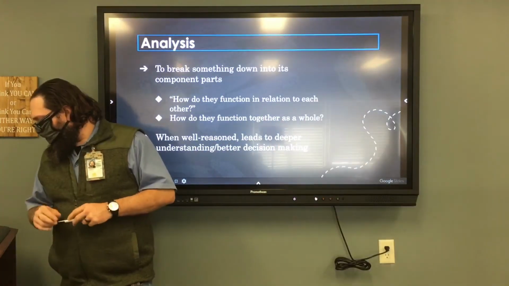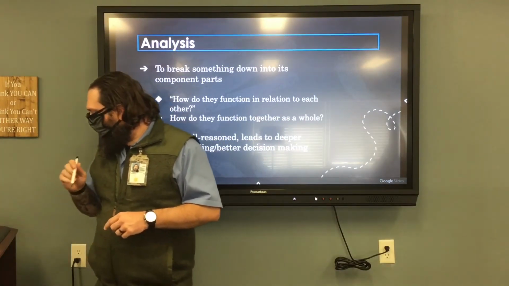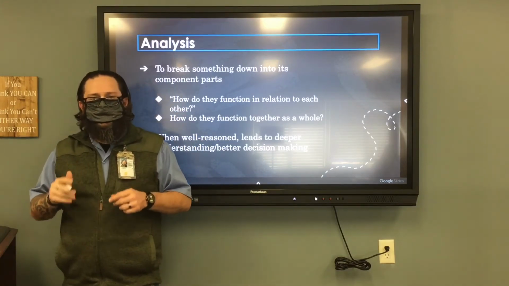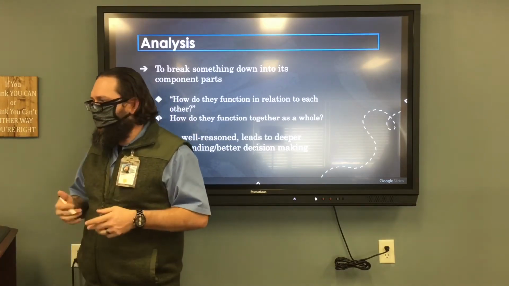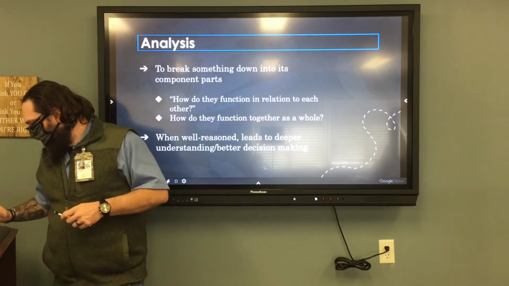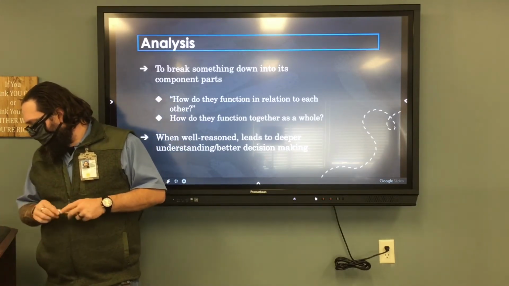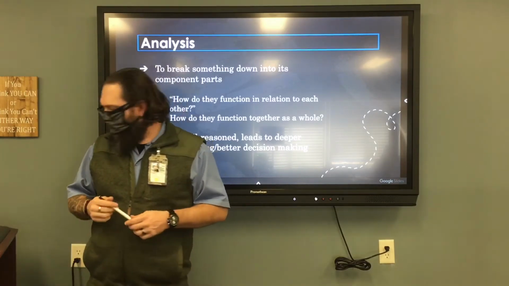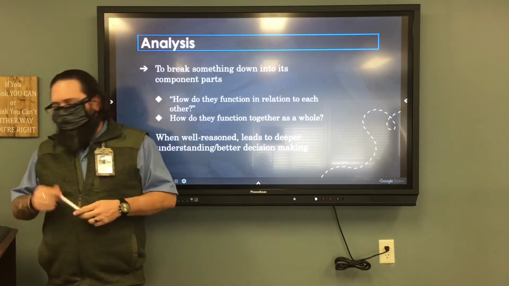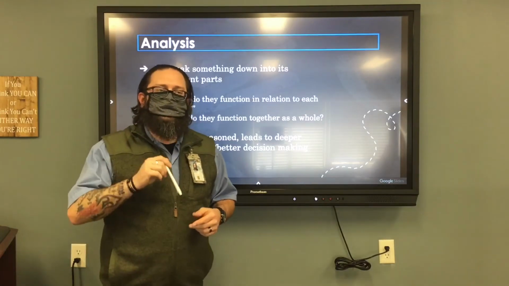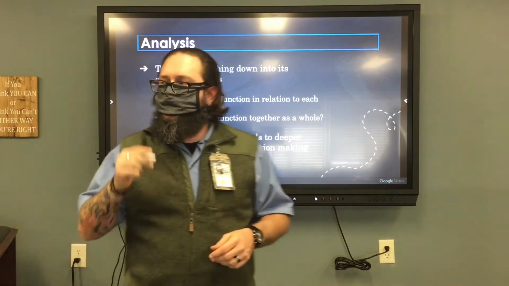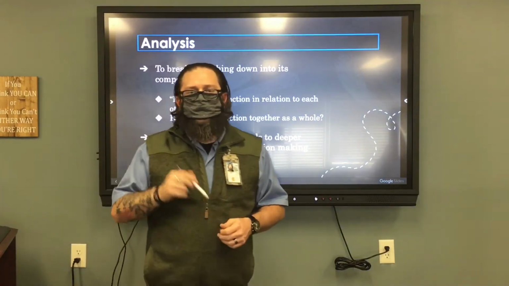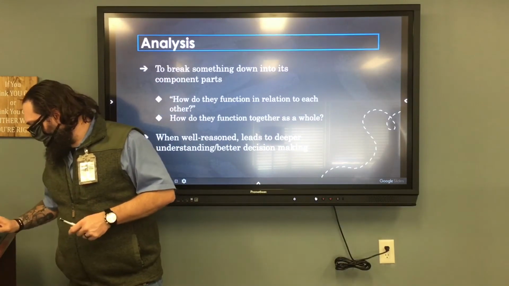So effective analysis requires us going beyond just simply identifying the main ideas or the explicit details within the text. We need to use these elements to support our own conclusions. In order to have an effective conclusion, it has to be grounded in evidence, and those details provide that evidence.